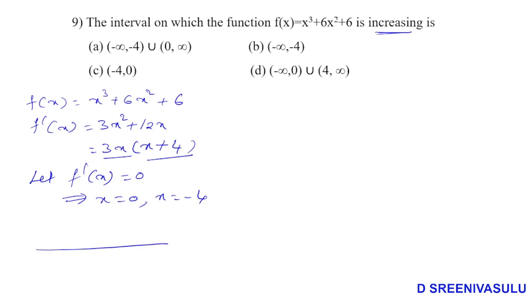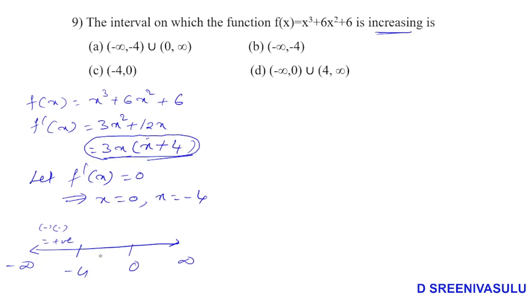Now let us take a number line. Minus infinity, infinity, this is minus 4, this is 0. We know that f dash x is equal to 3x into x plus 4. Suppose we are taking minus infinity to minus 4, take any one number, minus 5 randomly. Here we are taking minus 5, and minus 5 plus 4 is also negative. Negative, negative, positive.